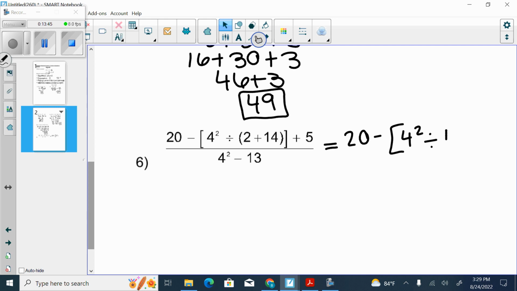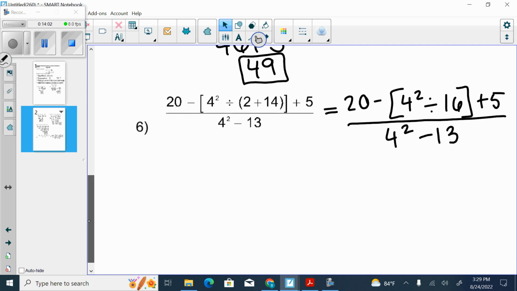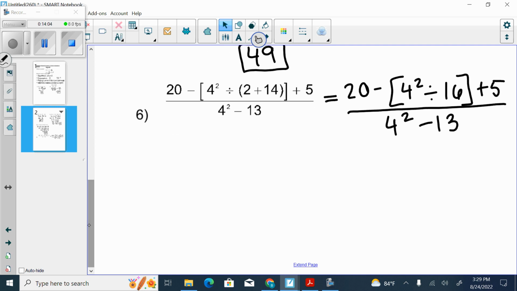Good. Plus 5, all over that 4 squared minus 13. Okay, now that we have done that parenthesis, what should we do now? Right, the other parenthesis, that bracket. So inside that bracket, we've got 2 operations, right? We've got an exponent and division. Which one of those am I going to do first? Exponent.